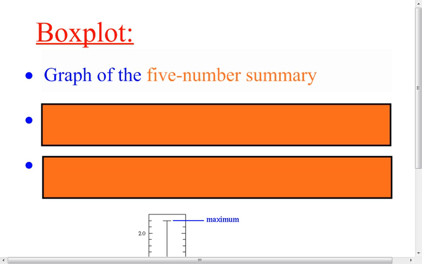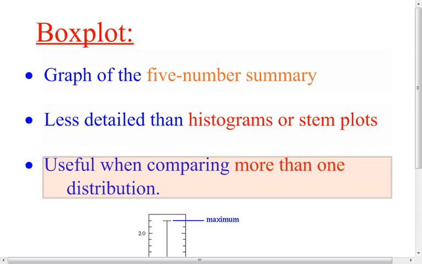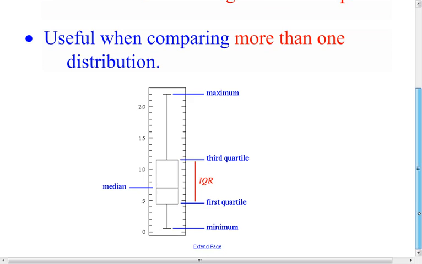A box plot is basically a graph of the 5-number summary, and the 5-number summary is made up of those 5 things that we just talked about above: the minimum, the Q1, the median, the Q3, and the max. Those 5 things make the 5-number summary. It is less detailed than a histogram or a stem plot, so it doesn't give you all the same pieces of information. You don't get to see any individual data points other than the min or the max. It is most useful when you're comparing more than one distribution.